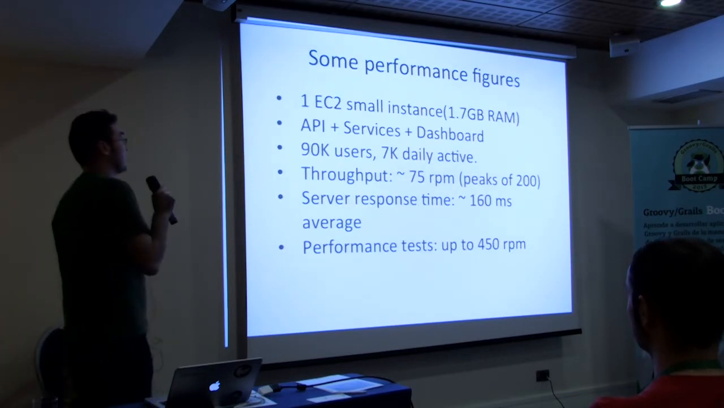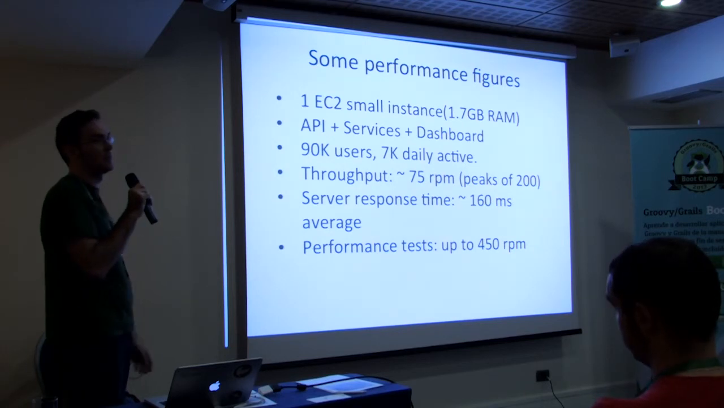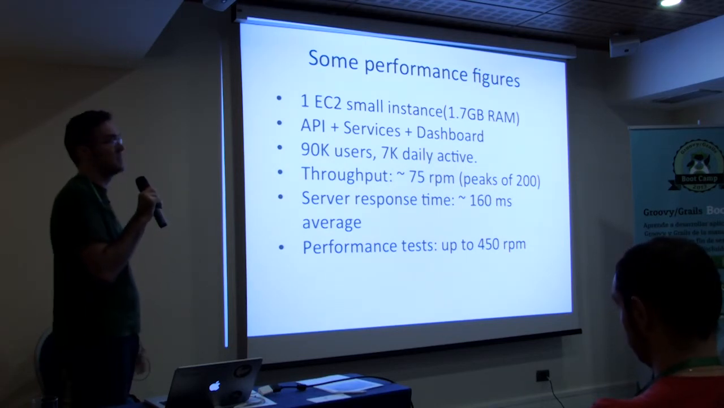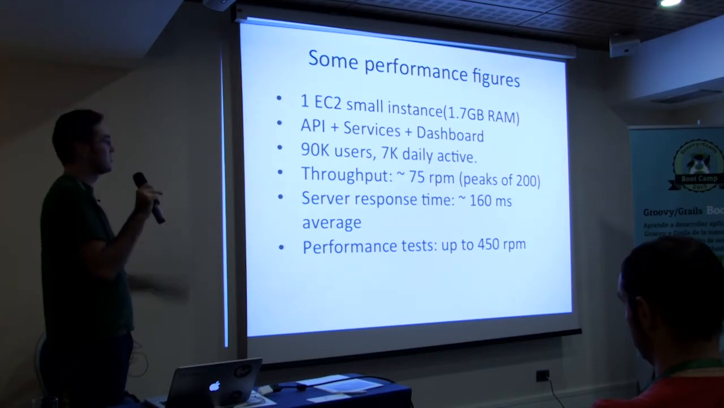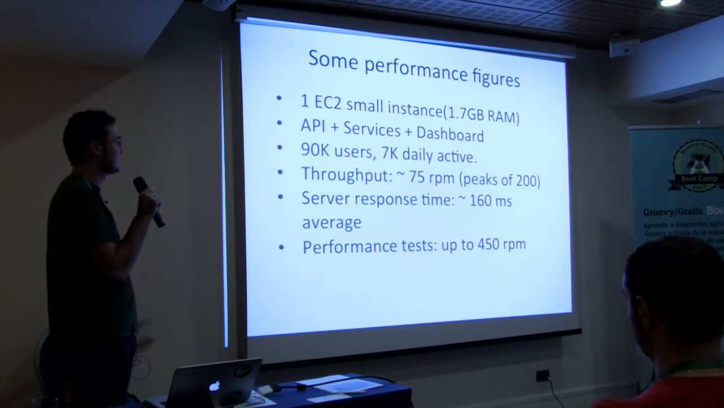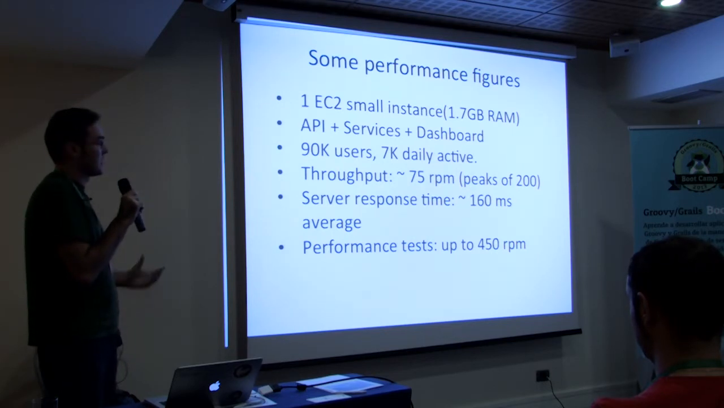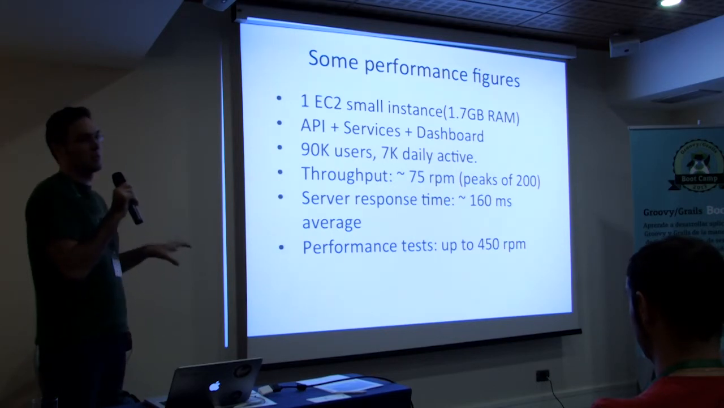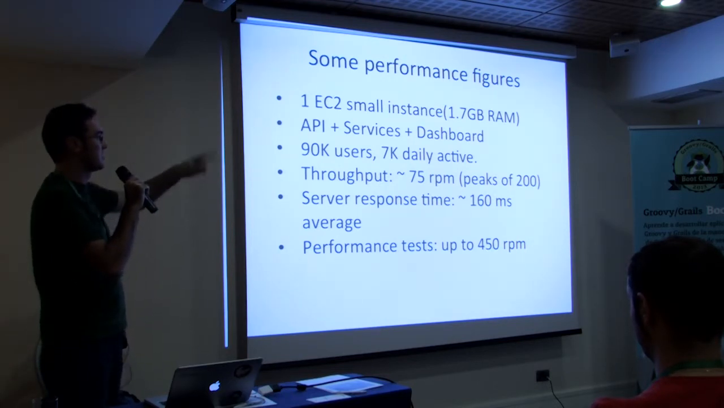Some performance figures we have found out. We are running this on one EC2 small instance using Elastic Beanstalk. On the same web application we have the API, plus the services, plus the dashboard. They are decoupled, so when we grow big enough, we will move them to different WARs. We now have 90,000 users, 7,000 of them daily active, and the throughput we are seeing is 75 requests per minute on average. We have a lot of customers from the USA, so it's really seasonal during the day.